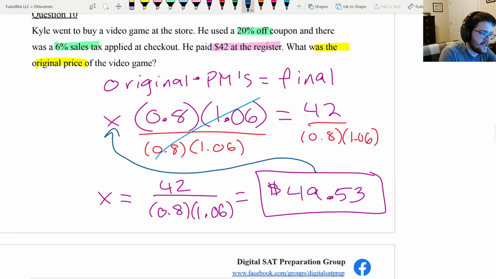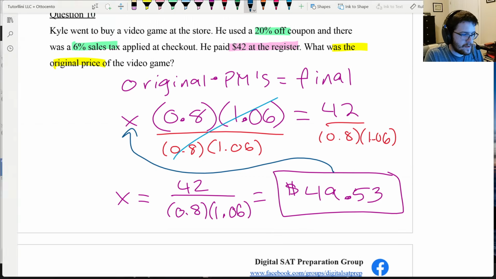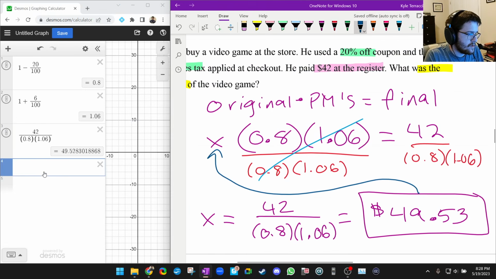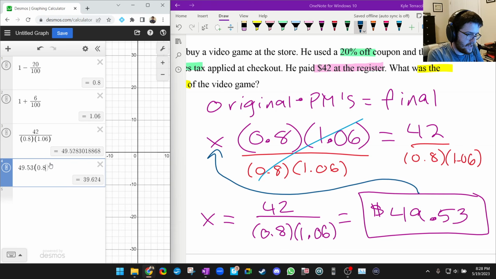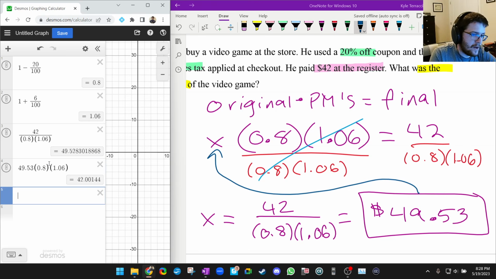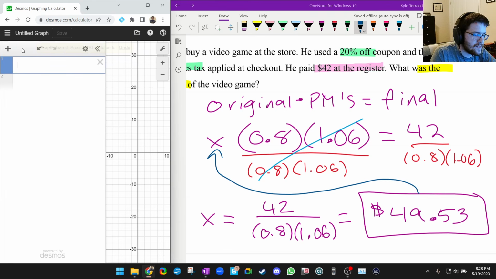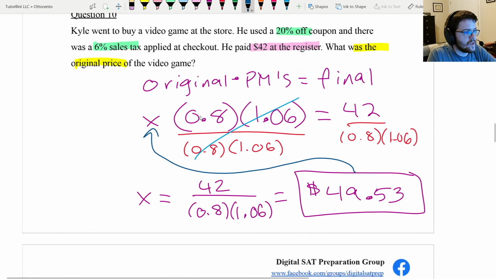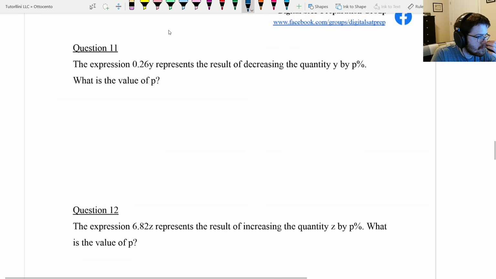Now, when you do a question like this, it might be wise to go back and plug it back into kind of the beginning and see if you get what they told you to get, 42. So why don't we do that really quickly just to make sure we did it right. So 49, and because we rounded, it's going to be a little off, but that's okay. 53 times 0.8 times 1.06. And we do get, just because we rounded, just about $42. So that means we did a good job. Stupendous. All right, let's keep going.